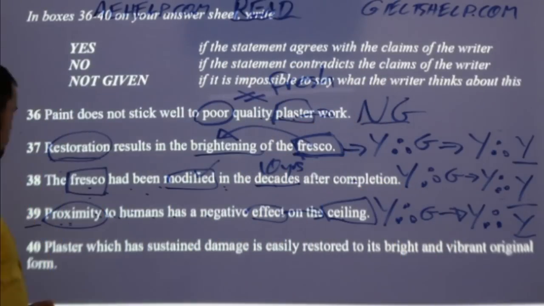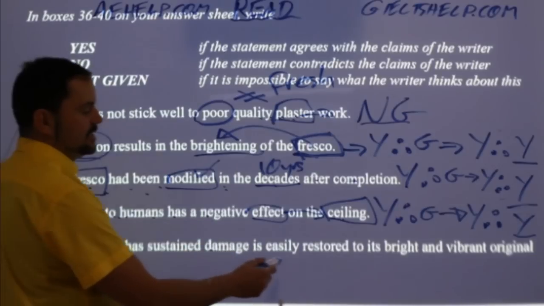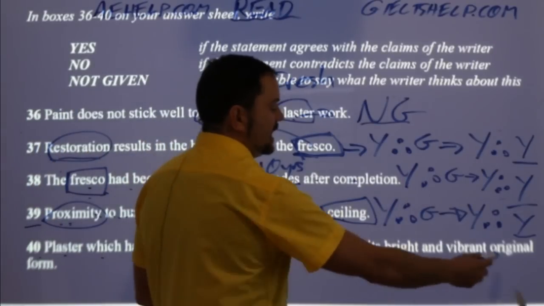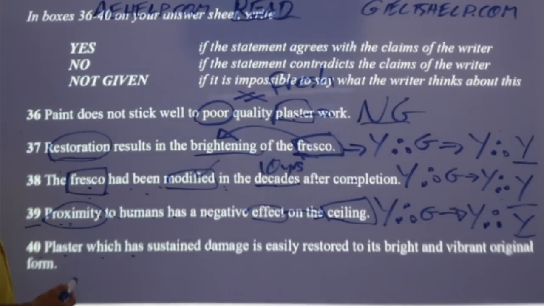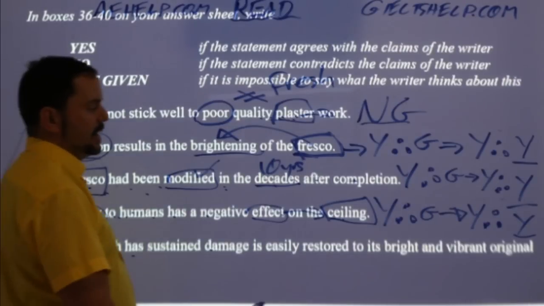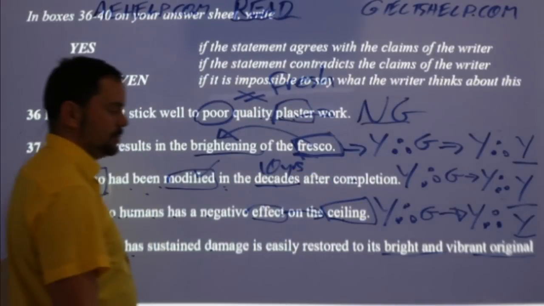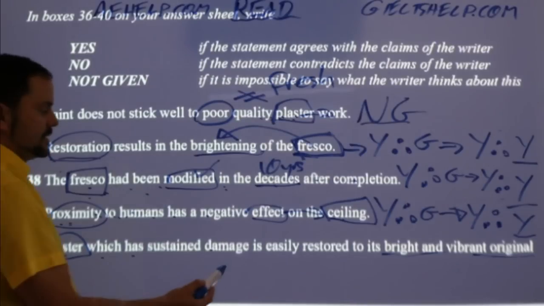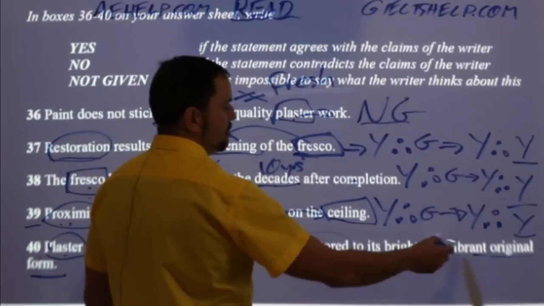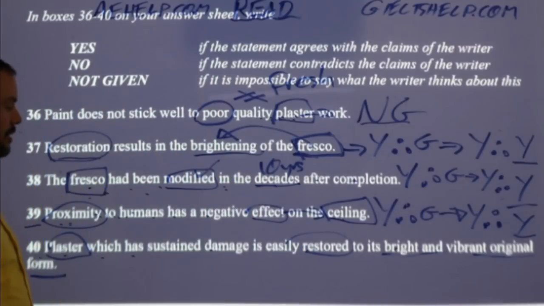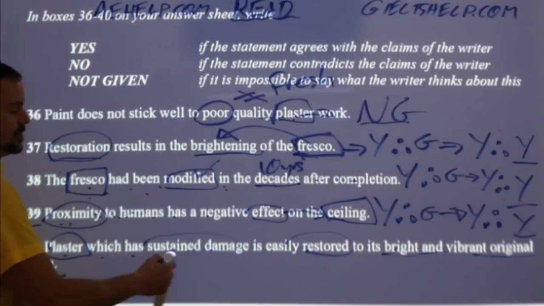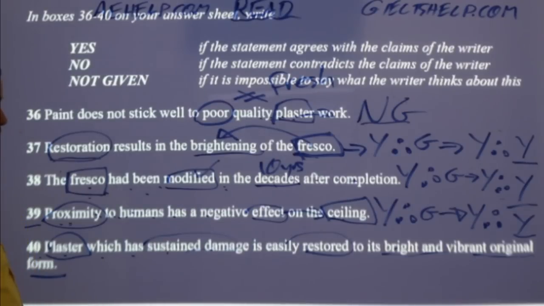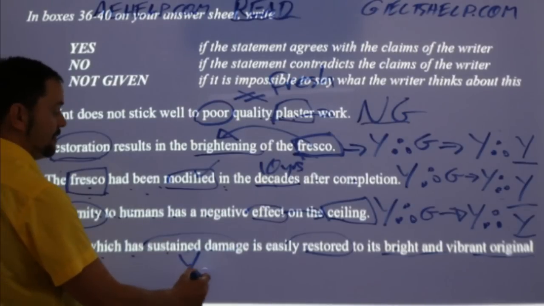Okay, and then one more. Plaster, which has sustained damage, is easily restored to its bright and vibrant original form. Again here, we're talking about plaster, but we're talking about bright and vibrant form, which means we're talking about the painting. Is it important to discuss restoration, bright, colorful paintings if they're damaged, for this 500-year-old Sistine Chapel? Yes, therefore it's given.